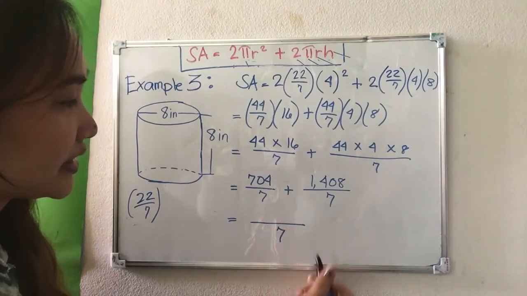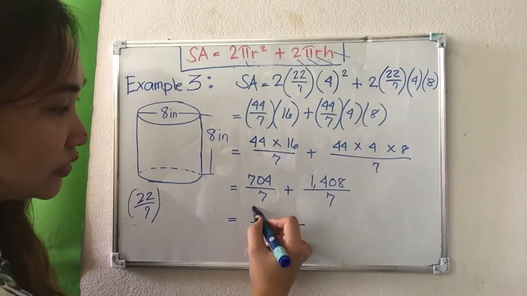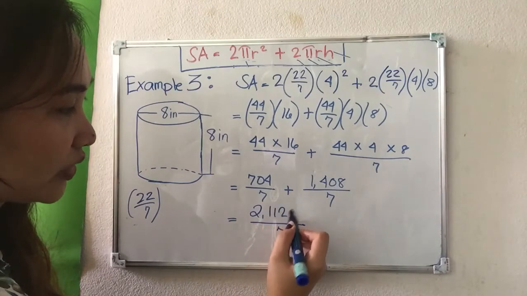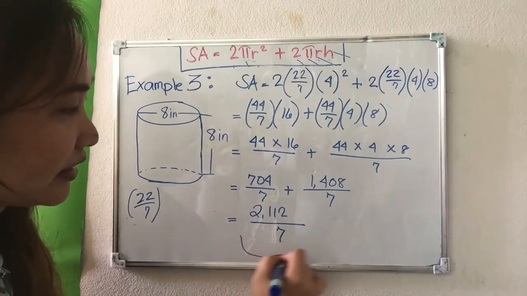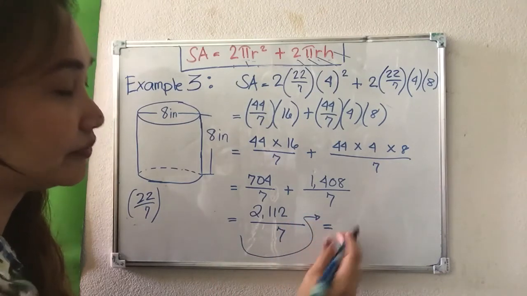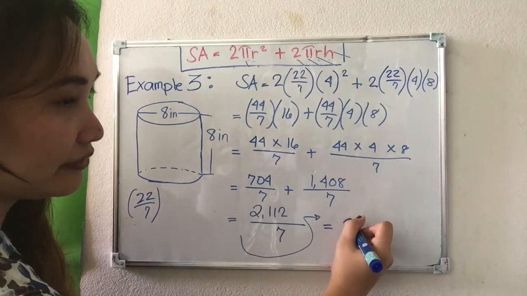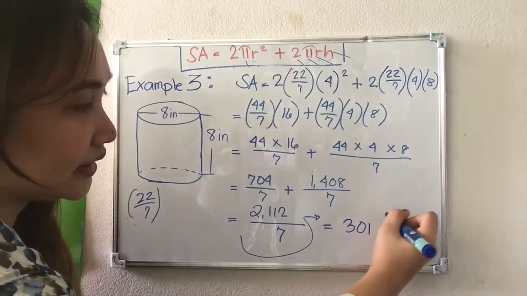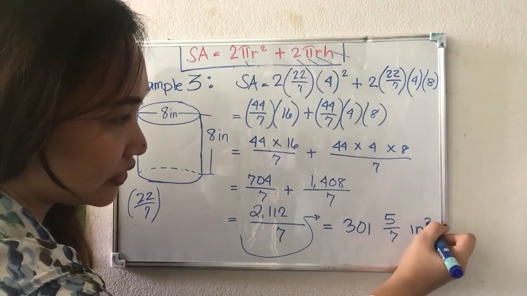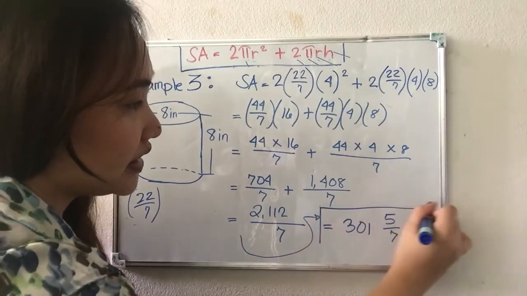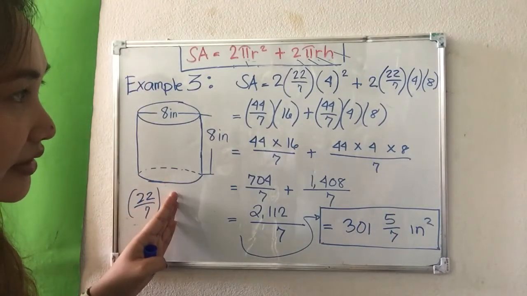So we have 704 plus 1408, that is equal to 2112/7. Now let's simplify this one. So we have 301 5/7 inches squared. This is the surface area of the given cylinder.